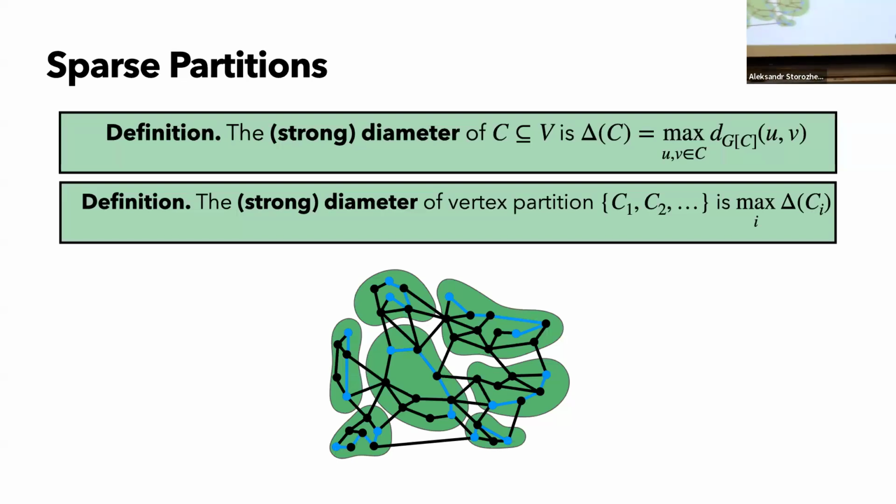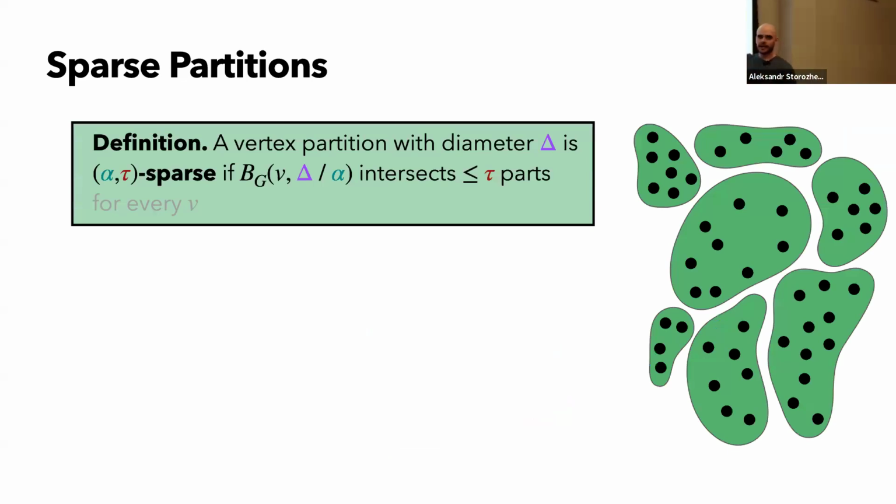Okay. So this is the diameter of a partition. And now I can formally tell you all what a sparse partition is. A vertex partition of diameter delta is said to be alpha-tau sparse. There are two parameters that go into this. If you look at any relevant ball, what is a relevant ball? It's a ball centered at a vertex v whose diameter is the diameter of the partition divided by alpha, where you should think of alpha as being larger than 1. So you're looking at balls that are the diameter of your partition shrunken down. And this ball should intersect at most tau parts.